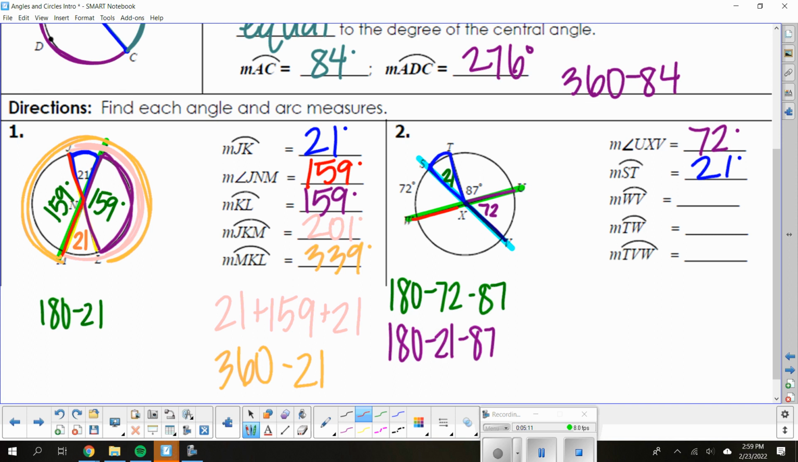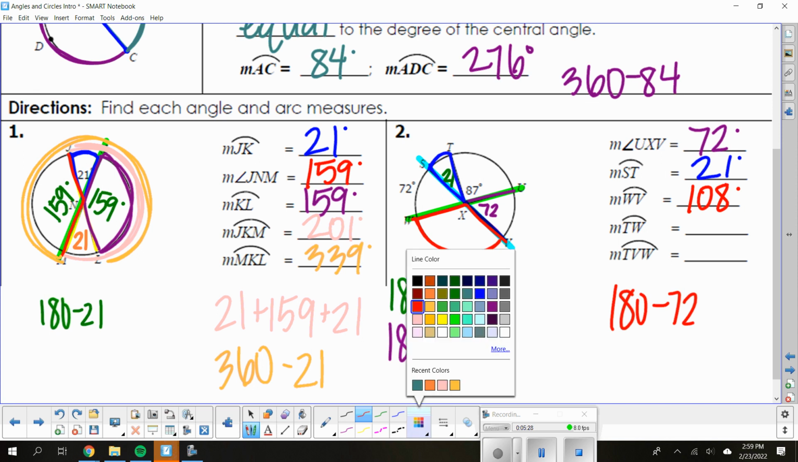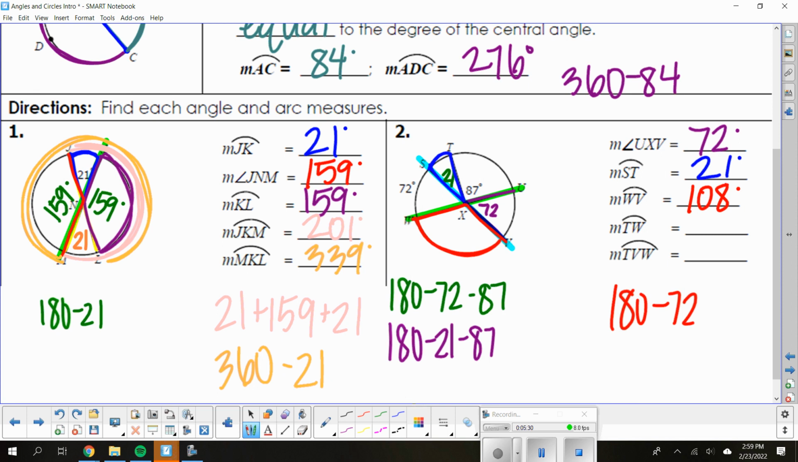WV. WV goes back to this angle, which is on a diameter, so 180 minus 72 to get 108 degrees. T to W. Notice how it only has two letters, so that means it's a minor arc. So T to W is actually going to be that one. Don't go the other way, that's going to be a major arc. So I'm adding 72 and 21 for 93 degrees.